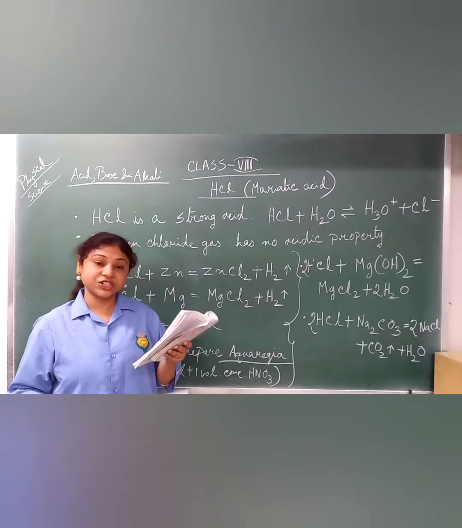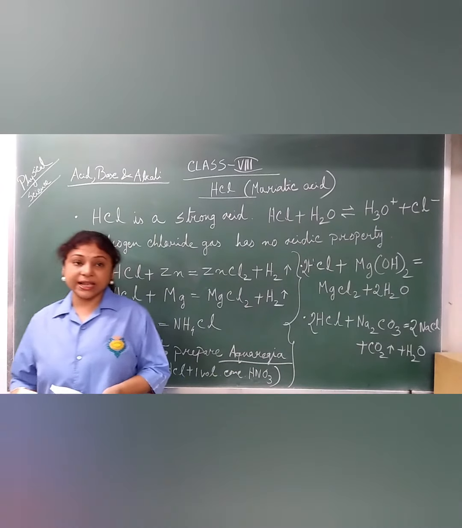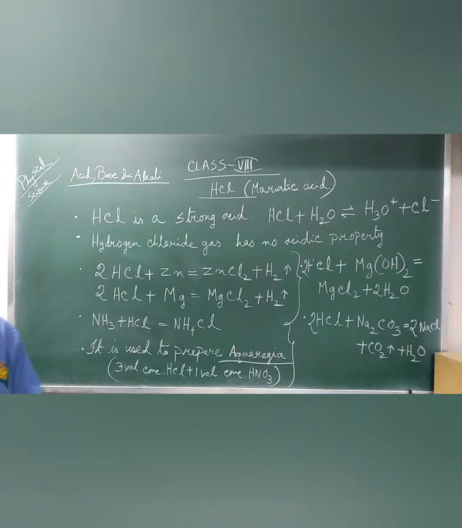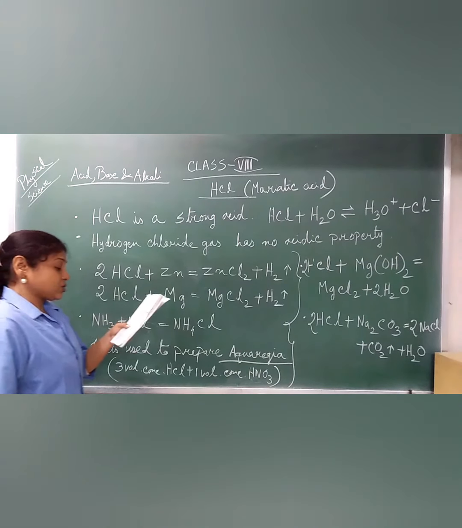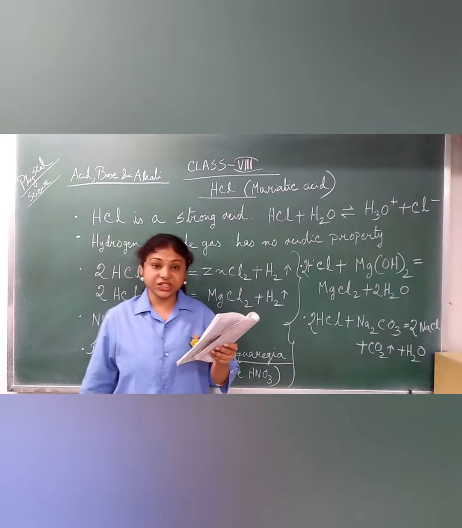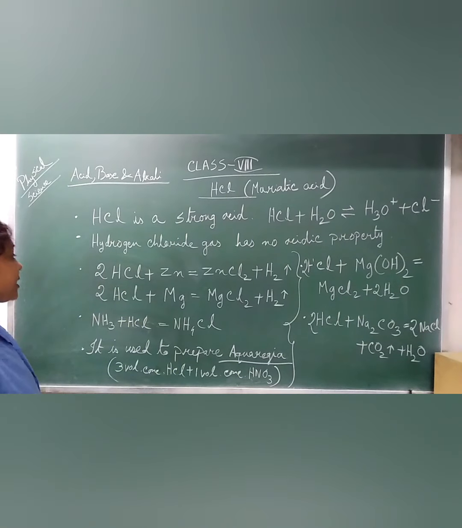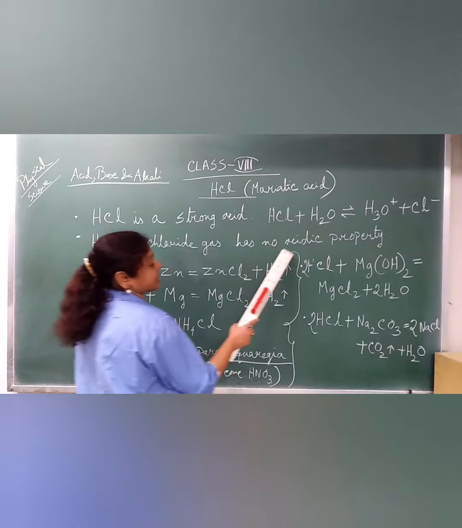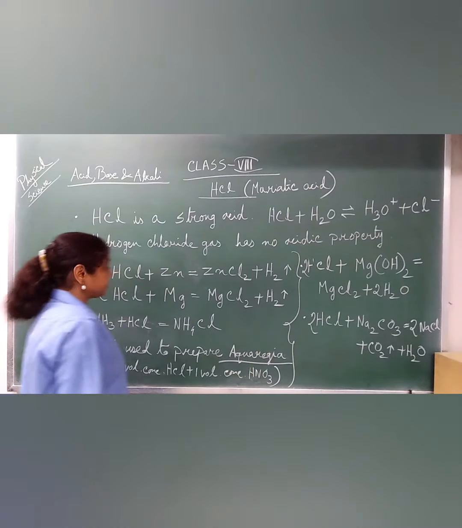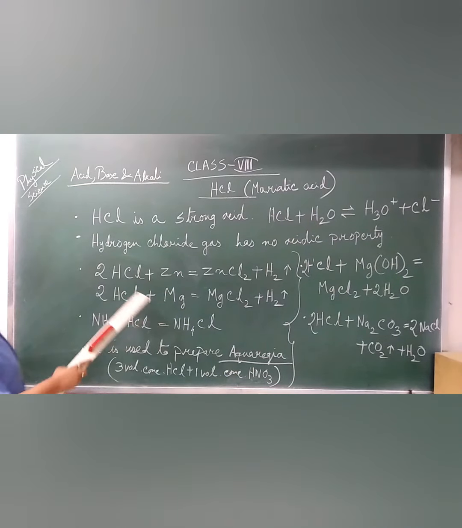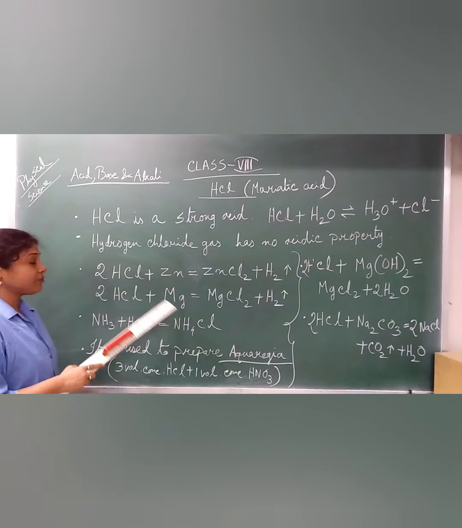That means in gaseous form, HCl has no acidic property. So, it doesn't change the color of litmus paper. That's why hydrogen chloride gas has no acidic property. Next, HCl reacts with some metals.